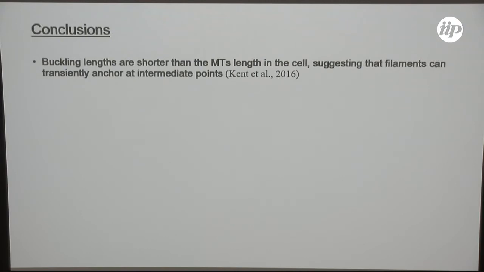So let me make some conclusions. What we can conclude is that the buckling lengths are shorter, of course, than the microtubule length. If you have a very long microtubule compressed, you would observe a bigger buckling length, but we observe a shorter one. So this suggests that the microtubule is anchored with some obstacles that we cannot see in the movies, and so the effective forces have constraints in the middle of the microtubule, not only in the tips.